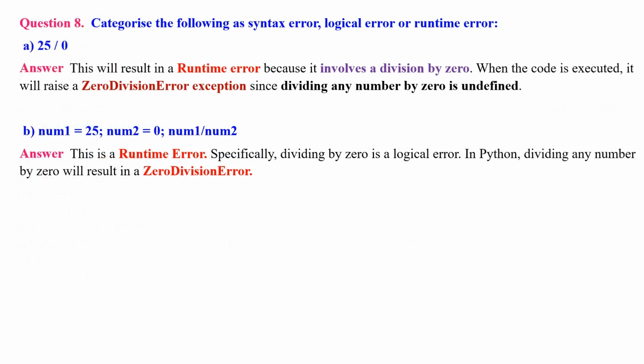Question 8. Categorize the following as syntax error, logical error, or runtime error. A. 25/0. This will result in a runtime error because it involves a division by 0. When the code is executed, it will raise a ZeroDivisionError exception, since dividing any number by 0 is undefined. B. number1 = 25, number2 = 0, number1/number2. This is a runtime error. Specifically, dividing by 0 is a logical error. In Python, dividing any number by 0 will result in a ZeroDivisionError.